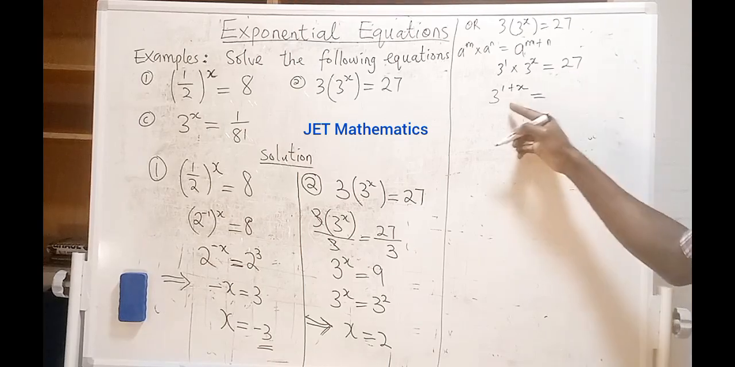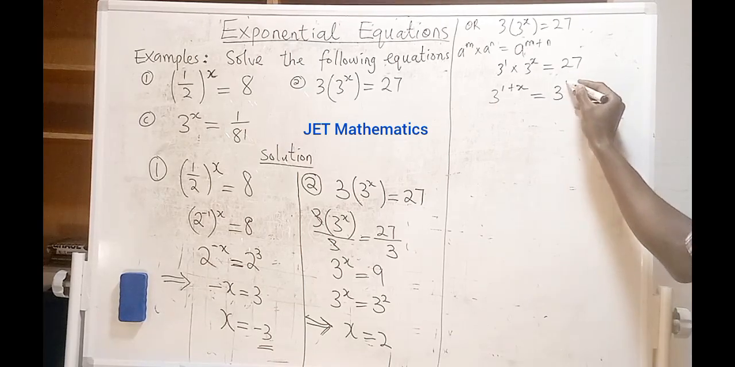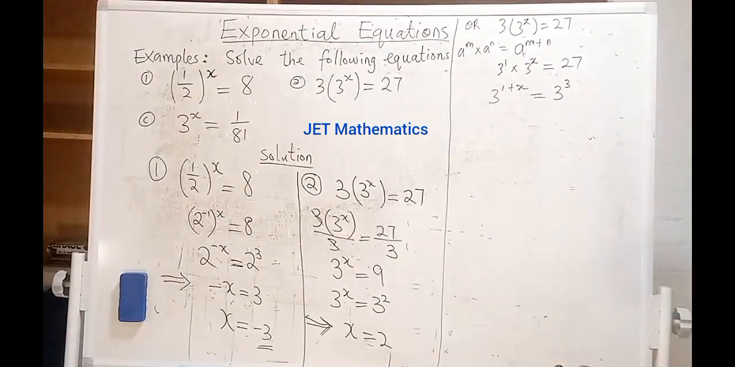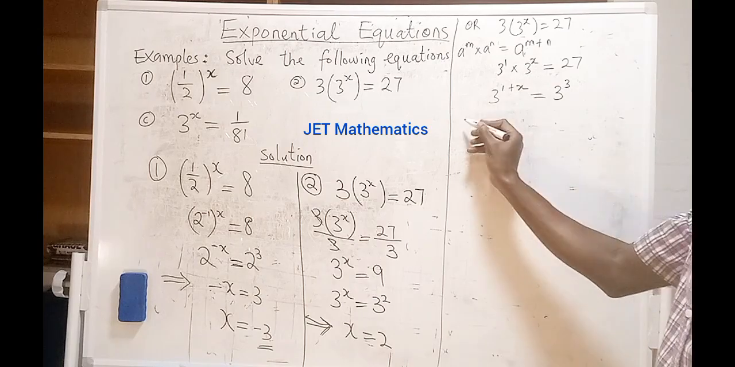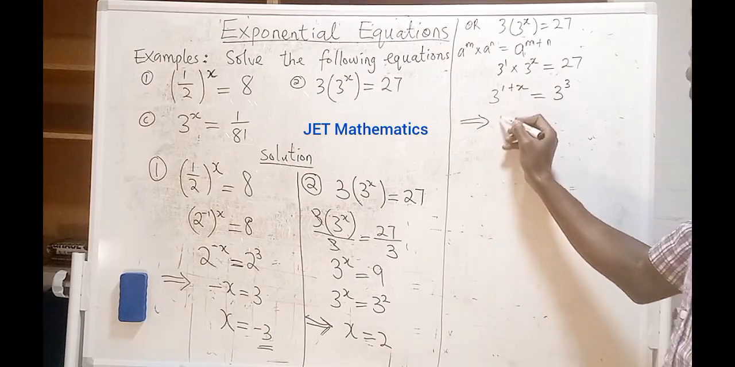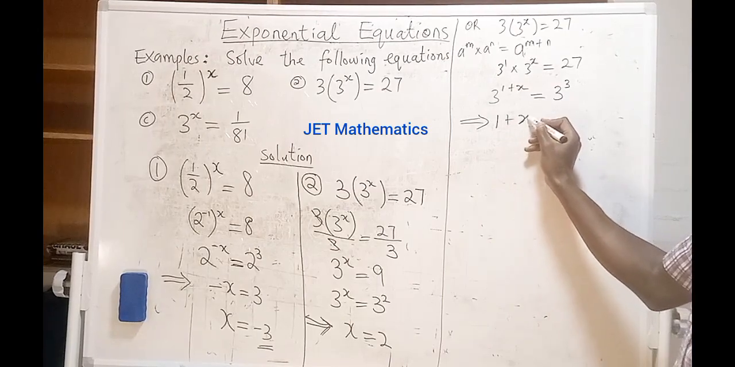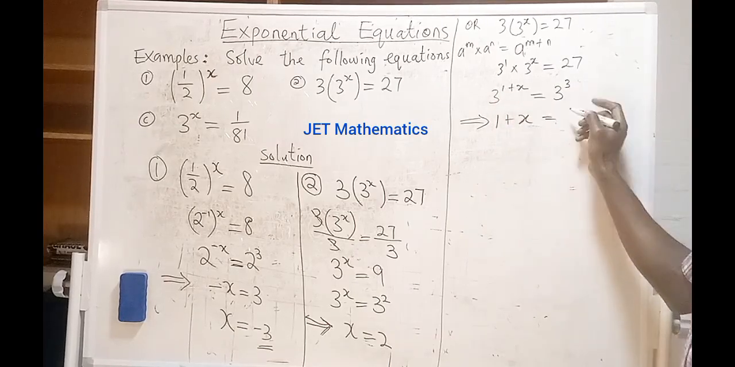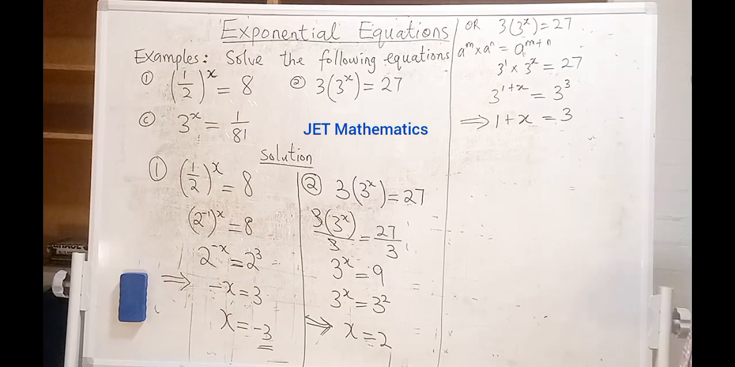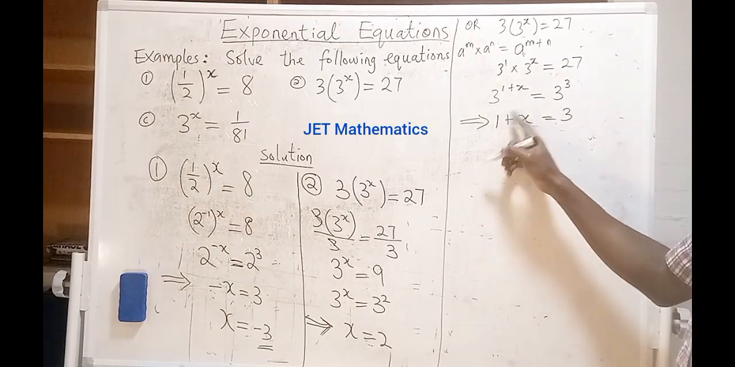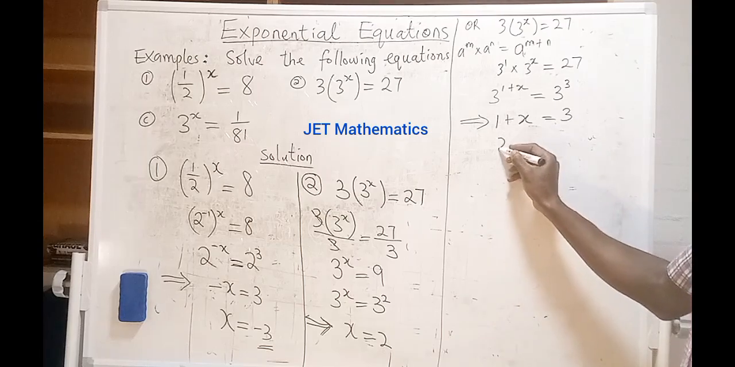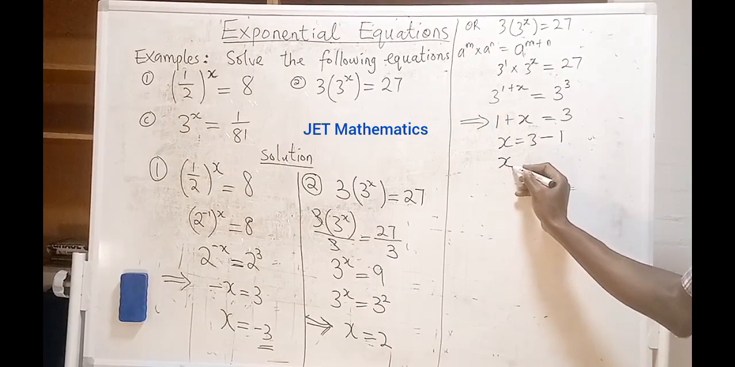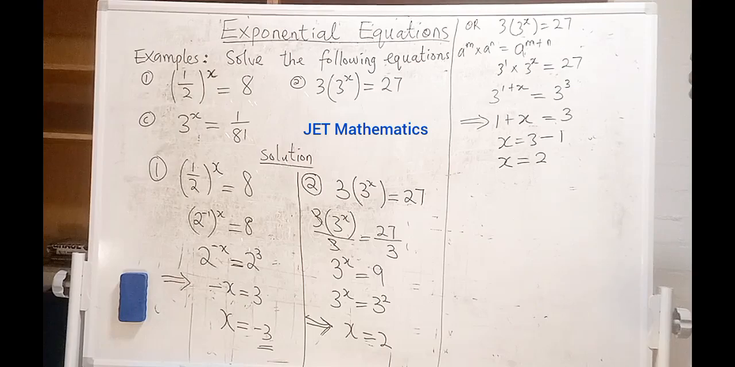27 in base 3 is the same thing as 3 raised to power 3. 3 times 3 times 3 gives us 27, okay? So this implies that 1 plus x is equal to 3, since the bases are the same, then this power must be equal to this. Taking 1 to this side, we have that x is equal to 3 minus 1, and then we can say x is equal to 2.